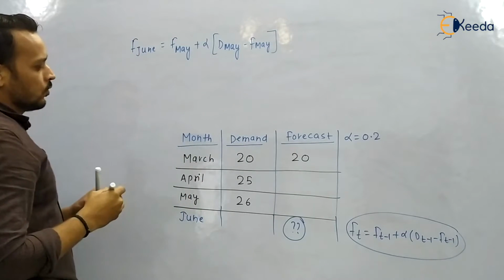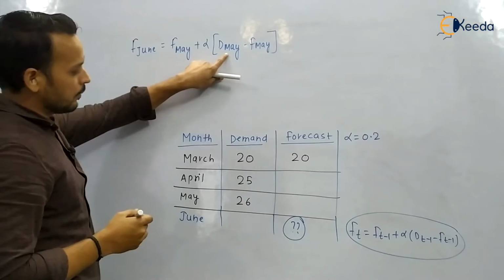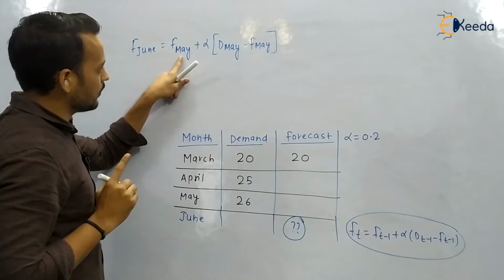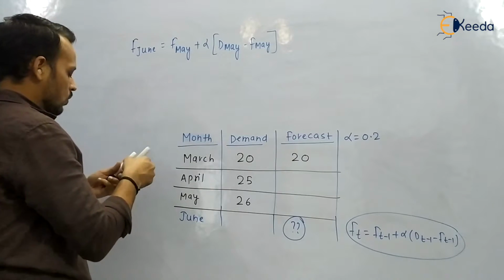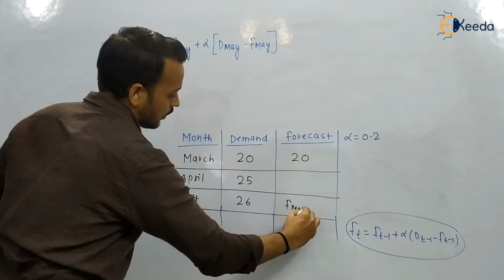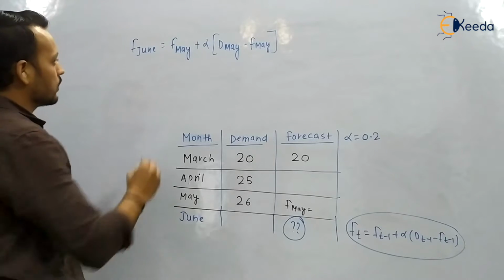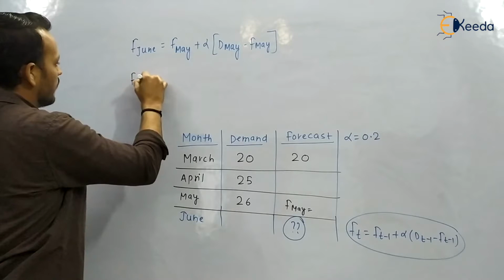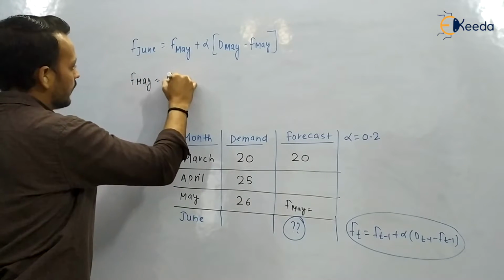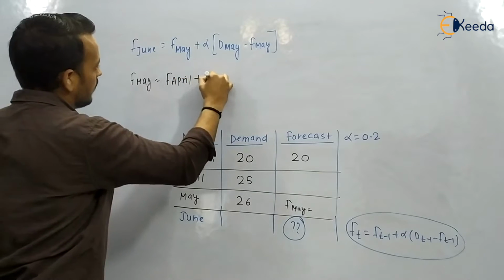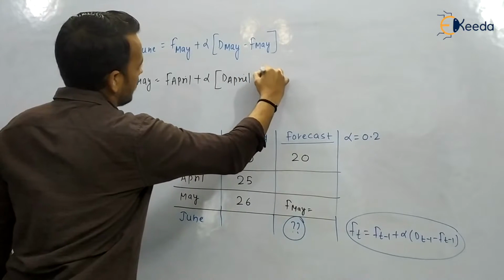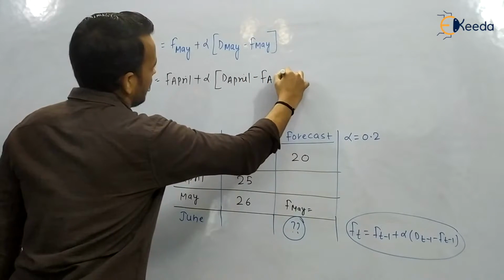The demand for May is 26, but the forecast data for the month of May we don't know. So we will calculate the forecast for the month of May first. For the forecast for May, t-1 will be April, so F(May) equals F(April) plus alpha times (D(April) minus F(April)).